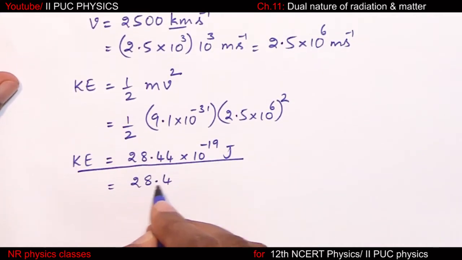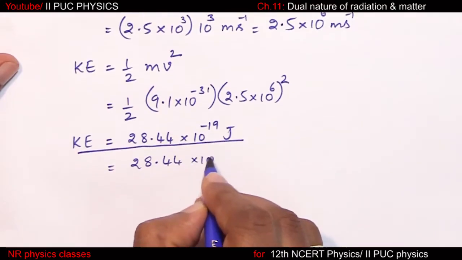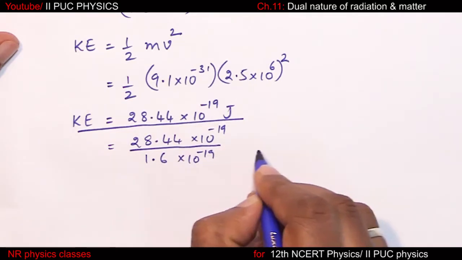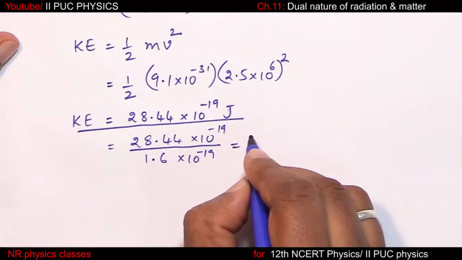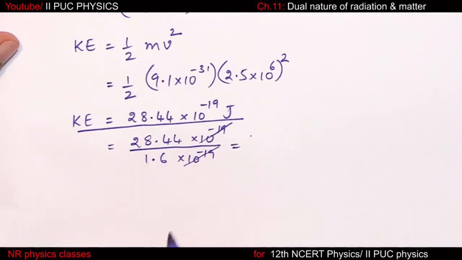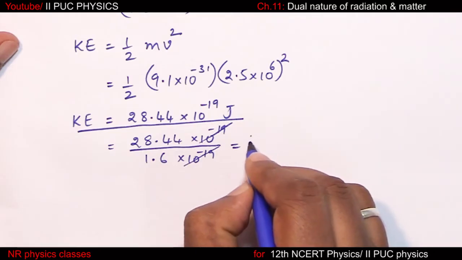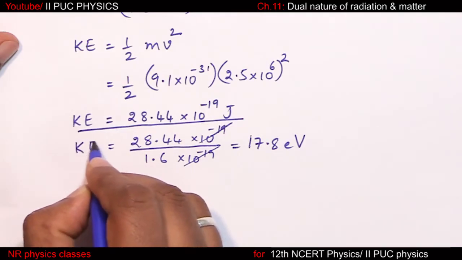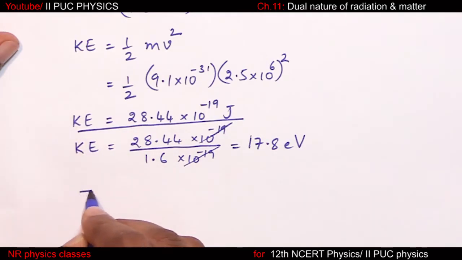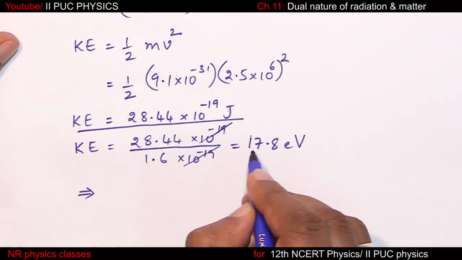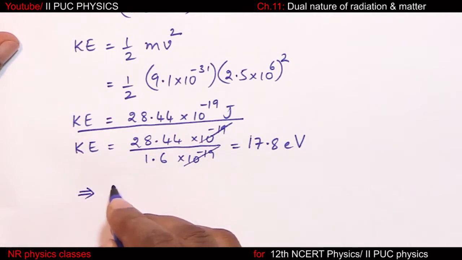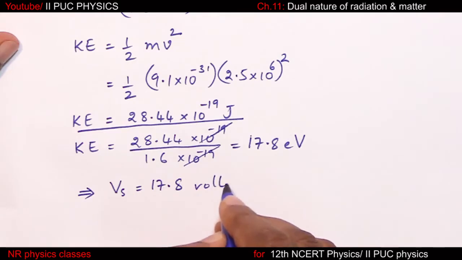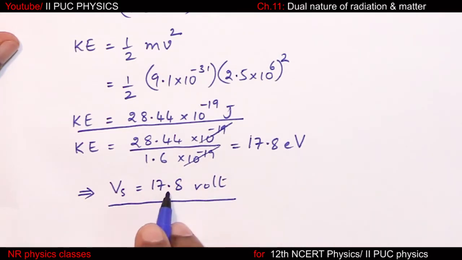28.44 × 10^-19 divided by 1.6 × 10^-19. 10^-19, 10^-19 get cancels. So this is 17.8 electron volt kinetic energy. Implies if kinetic energy is 17.8 eV, then stopping potential is 17.8 volt. Please take care of the unit.